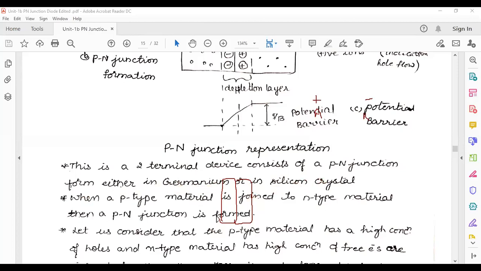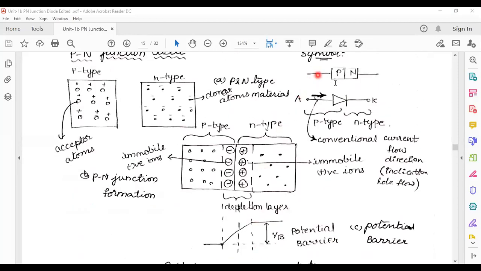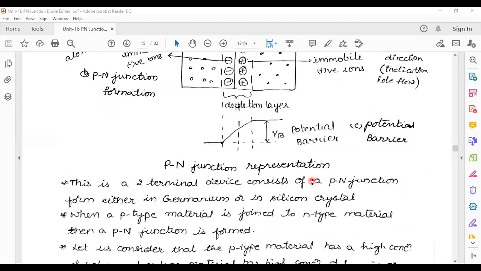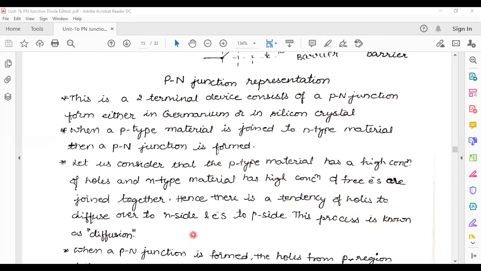When a p-type material is joined to n-type material, a p-n junction is formed. That is the point we have already discussed. One junction is going to be formed. Let us consider that p-type material has a high concentration of holes and n-type material has a high concentration of free electrons, and they are joined together. Hence, there is a tendency of holes to diffuse over to the n side and electrons to the p side. This process is known as diffusion. We have already discussed this.